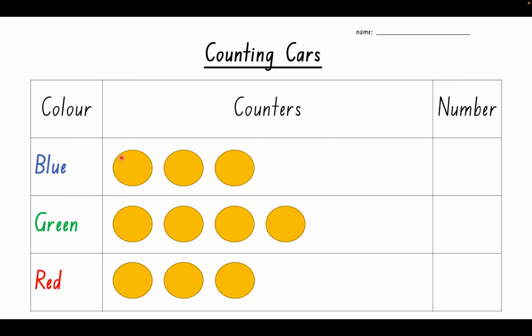At the moment, I have 3 counters in the blue row because there have been 3 blue cars. I have 4 counters in the green row because there have been 4 green cars. And I have 3 counters in the red row because there have been 3 red cars. But there's nothing here to count the cows. That cow is very cheeky. It wants to be a car, but we are counting cars, not cows. Let's keep going, shall we?